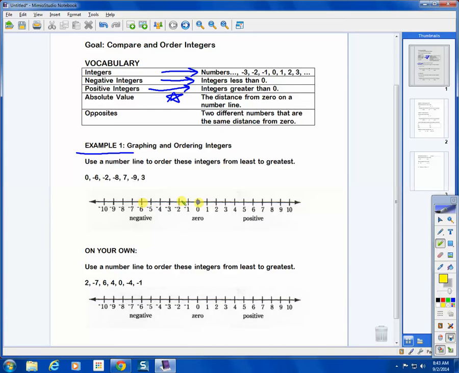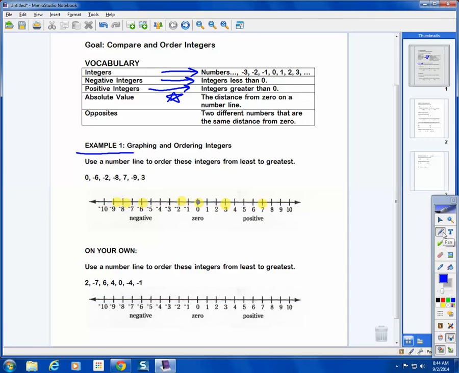Plot negative 8. Plot my 7 right here. Plot my negative 9. And plot my positive 3, which would be right there. Okay. Now, guys, after you've plotted them, then pretty much everything's in order. It says put everything in order.